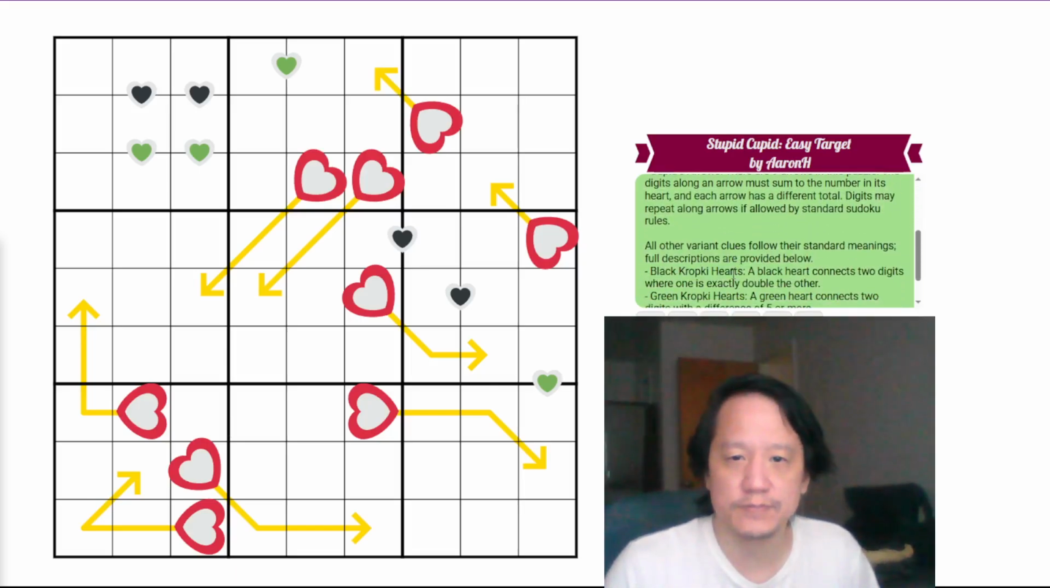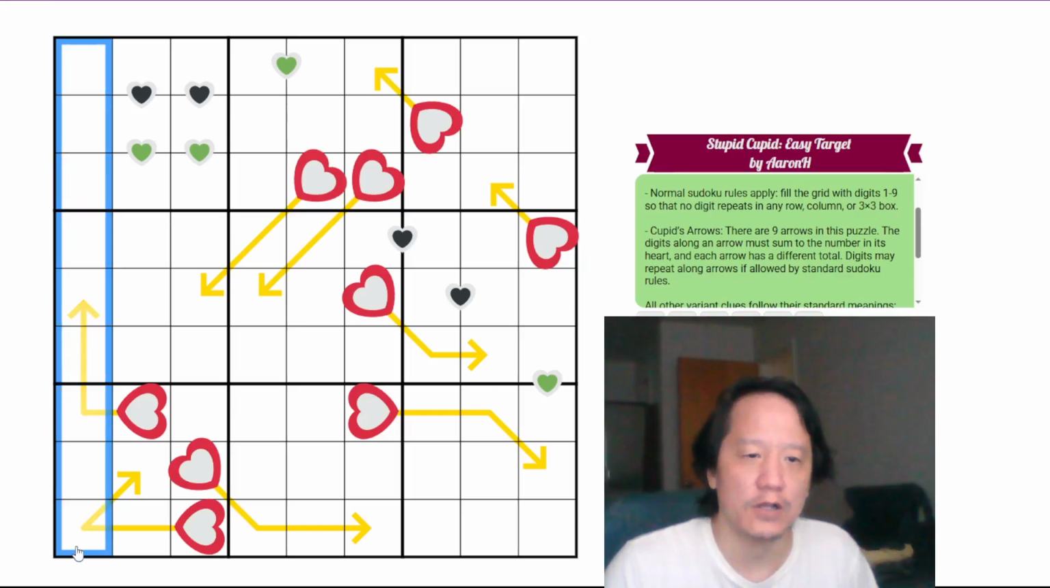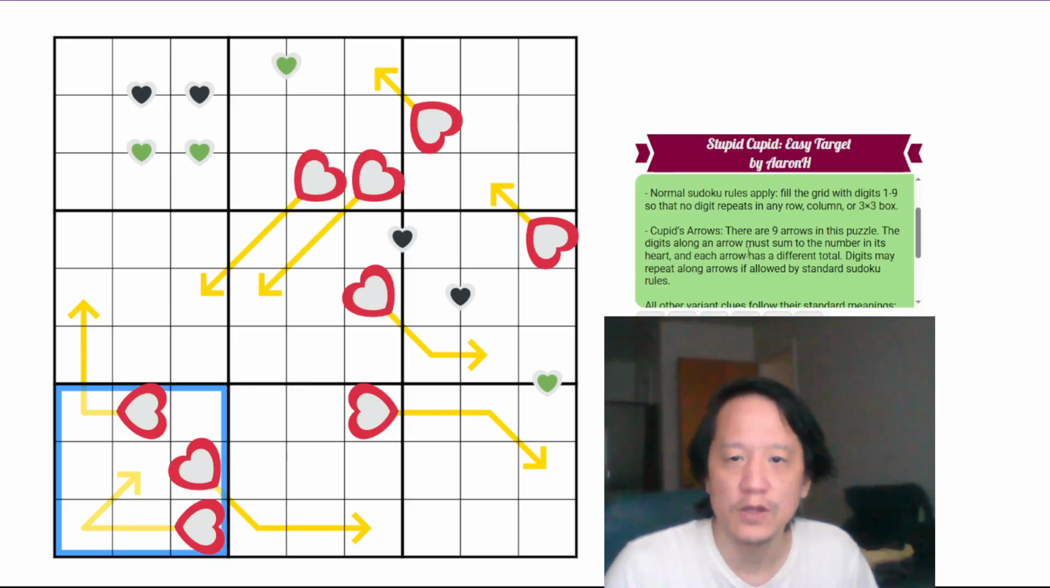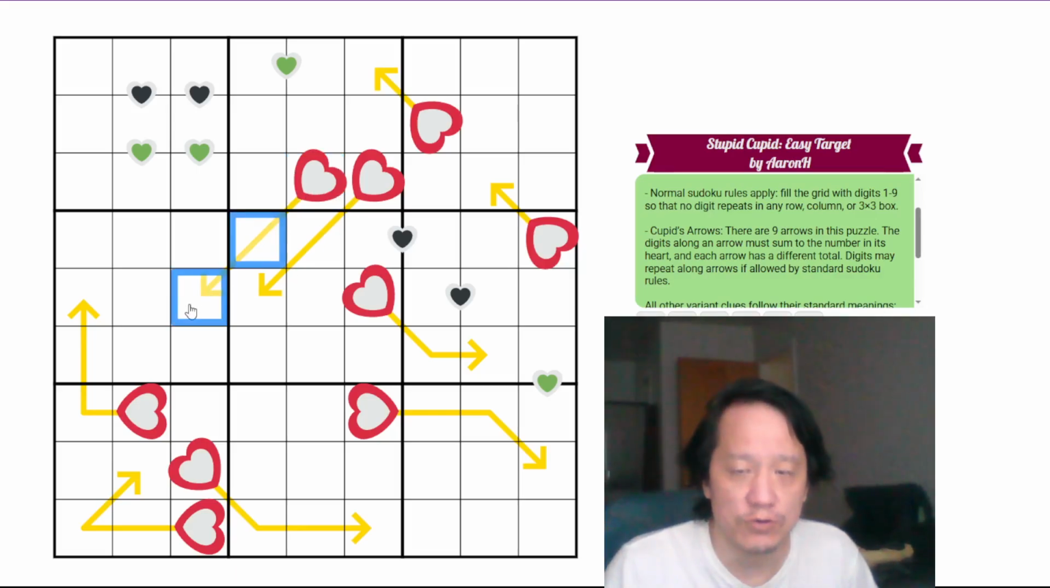Here are the rules. Normal Sudoku rules apply, which means fill the grid with the digits 1 through 9 so that no digit repeats in any row, column, or 3x3 box. Cupid's arrows. There are 9 arrows in this puzzle, and the digits along an arrow must sum to the number in its heart. And each arrow has a different total.